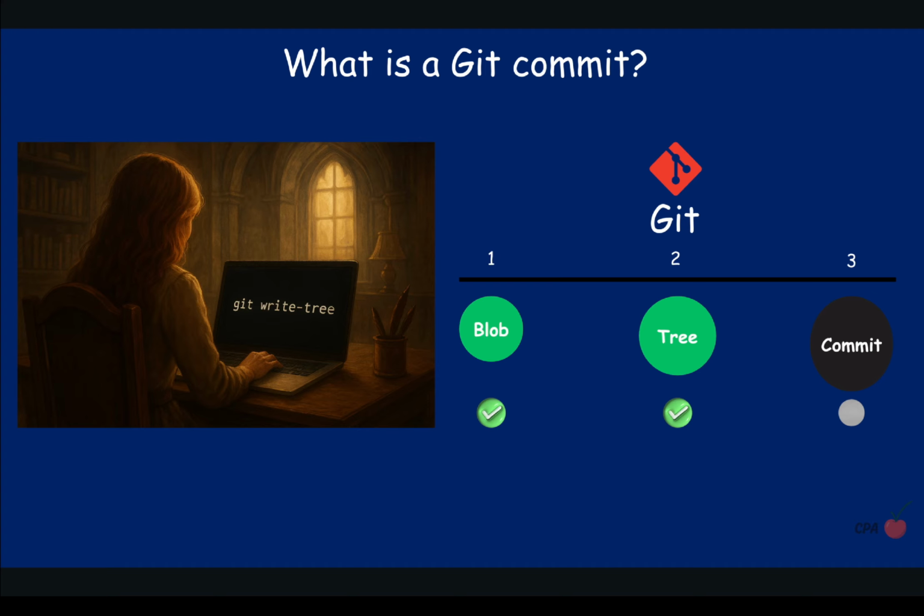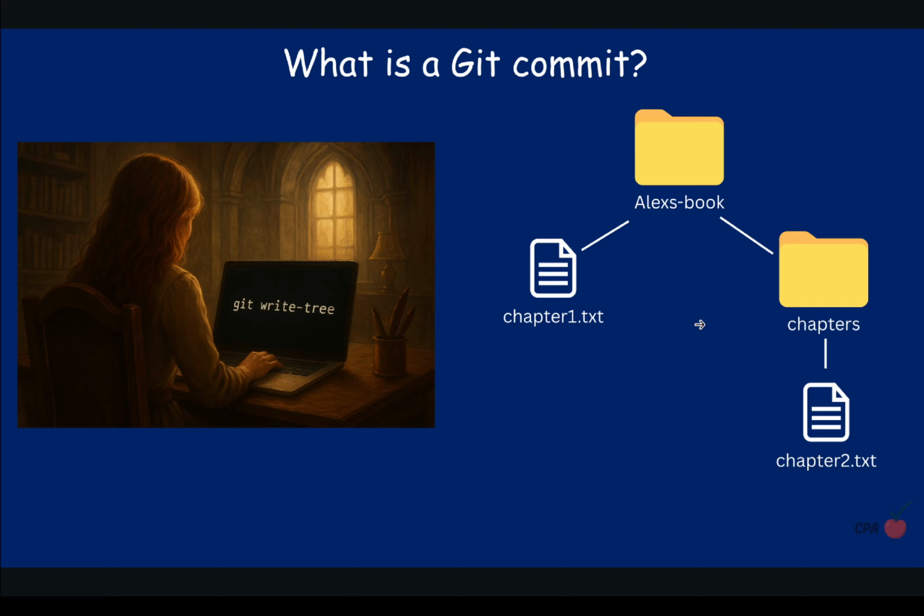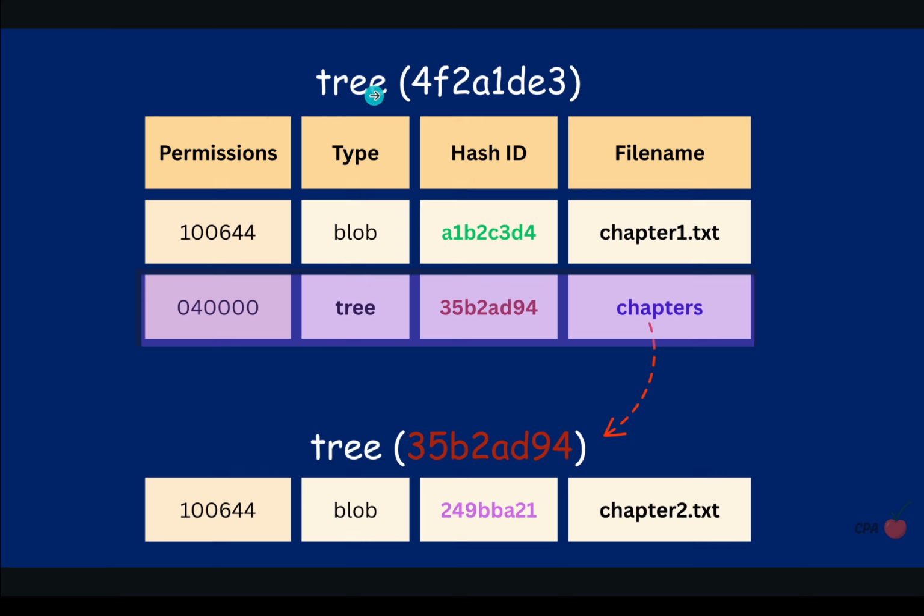Now, in the last two episodes, we followed our writer Alex, who saved her first tree. So in order to understand what a commit is, we will pick up our story from where we left. So we had this directory where Alex had two files, chapter 1 and chapter 2. Here is the tree that she saved in the last episode.